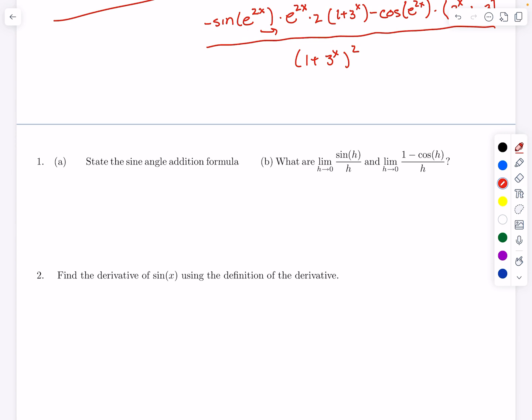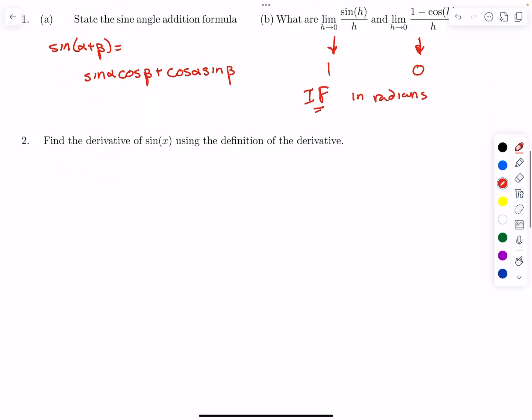Okay, what's the sine angle addition formula? Sine alpha plus beta is sine alpha cosine beta plus the other way around. Okay, and we're going to take these sort of on faith for the moment, that this limit is 1 and this limit is 0 if we are in radians. The right-hand one is still 0 regardless, but if we're in degrees, it's not quite right.